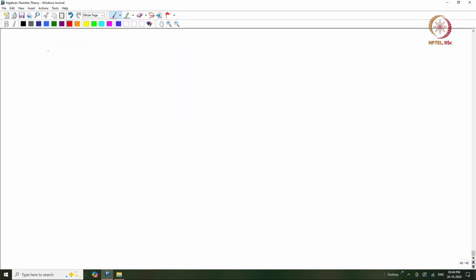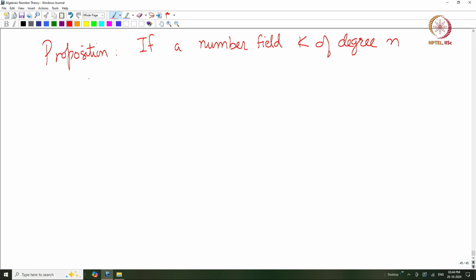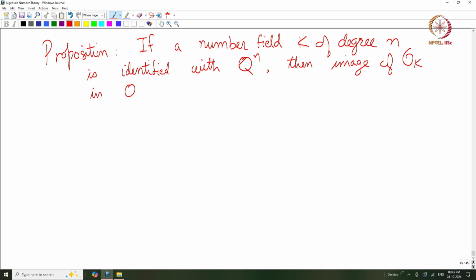So, recall the proposition. If a number field K of degree n is identified with Q^n, then the image of O_K in Q^n is a lattice.